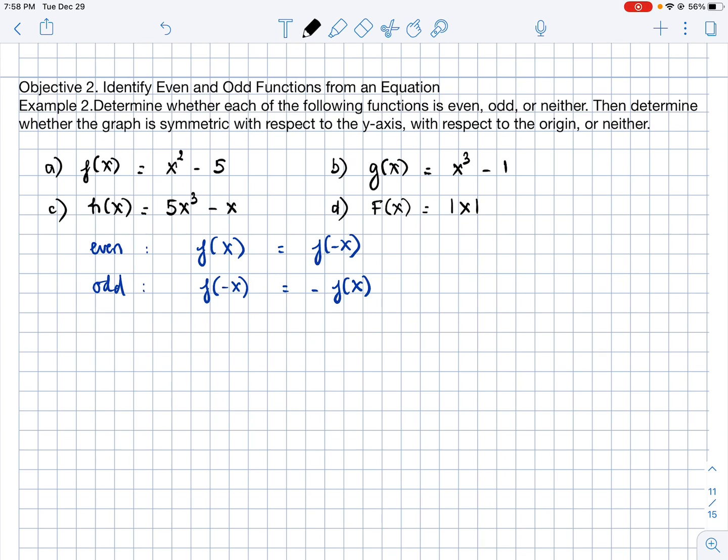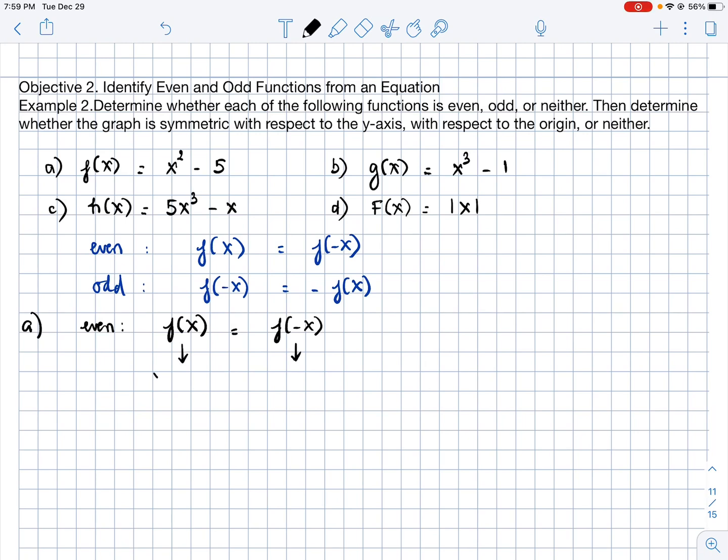If, when we check odd and even, they do not work, then we will conclude that the function is neither. So the procedure to do is we always check the even first. When the even doesn't work, we check odd. When odd doesn't work, that will be neither. So for the first one, what if the function is even? Then we should have f of x equal f of negative x.